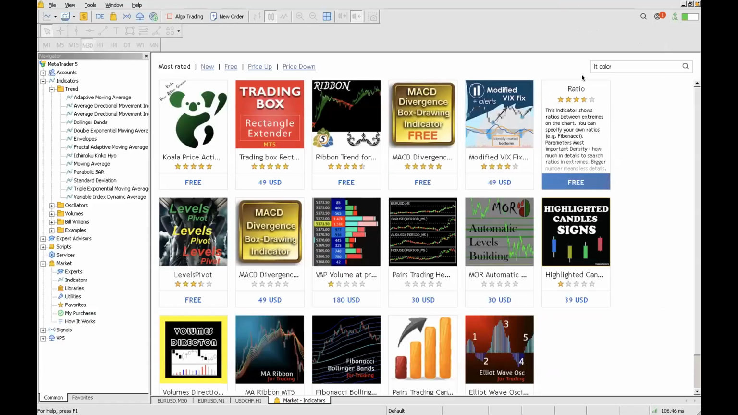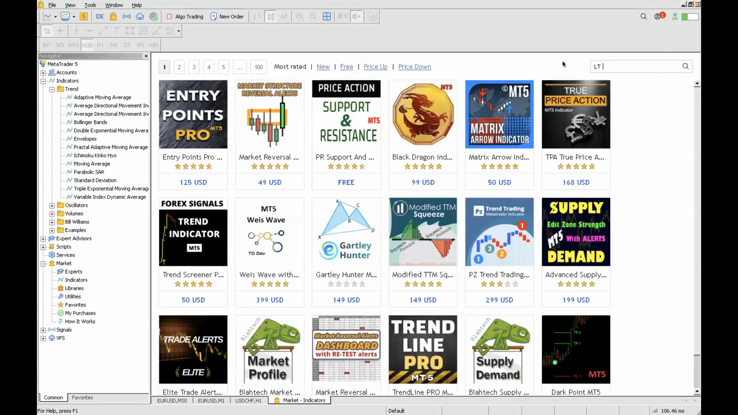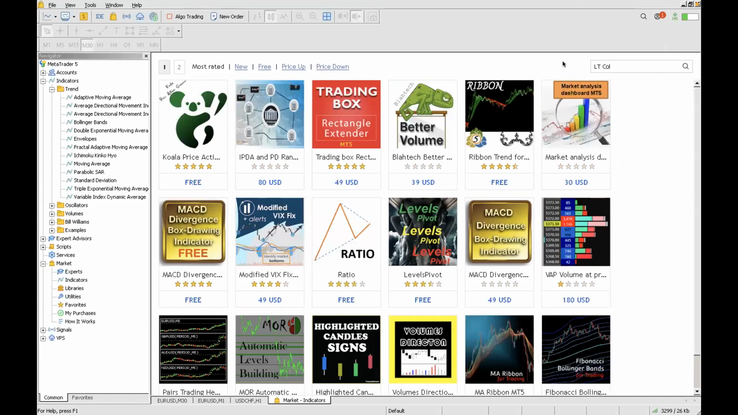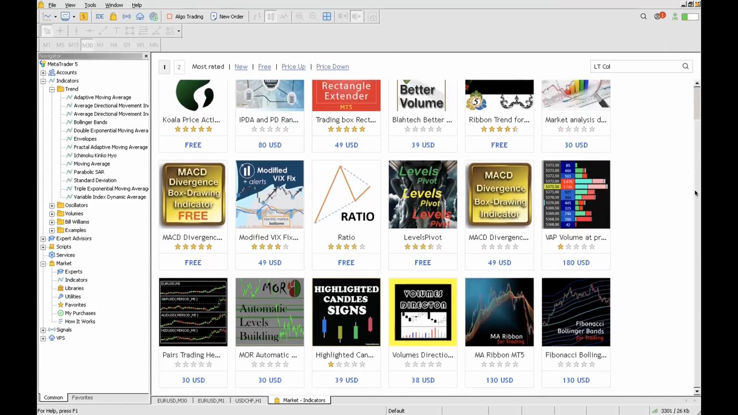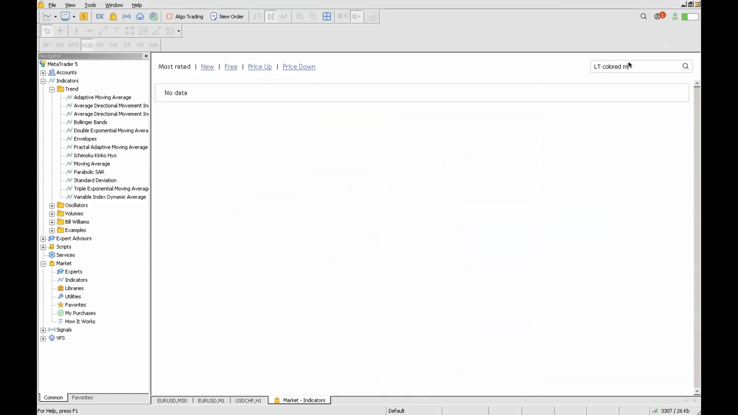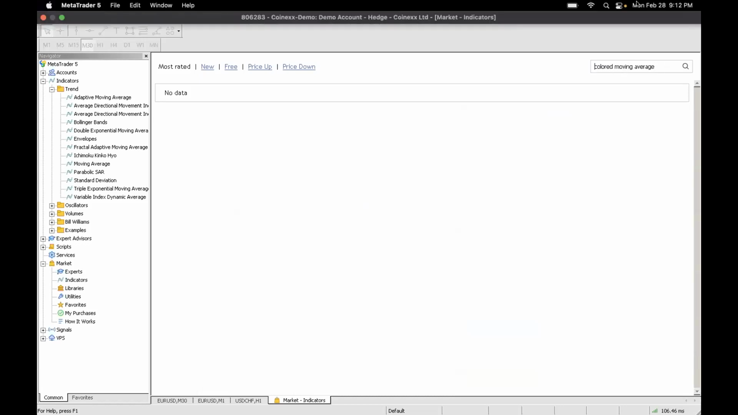Okay, capital L, capital T. All right, then COL. Scroll down some. That's weird. Type in colored moving average. No. LT colored moving average. Type in the whole thing. Nope. Type in colored moving average. Let's see if it comes up that way. That's weird. It doesn't pop up like that.